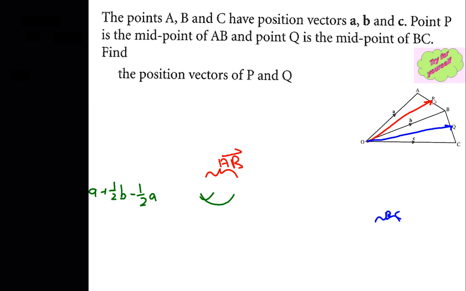So here we go. What's a pathway to get from A to P?